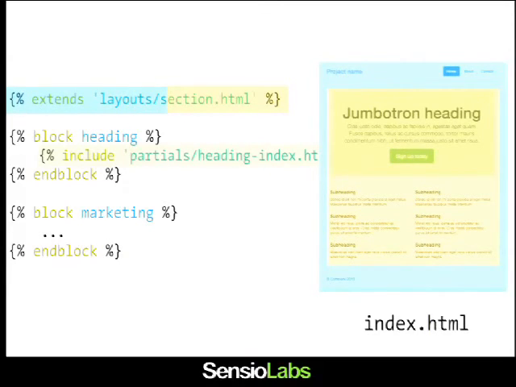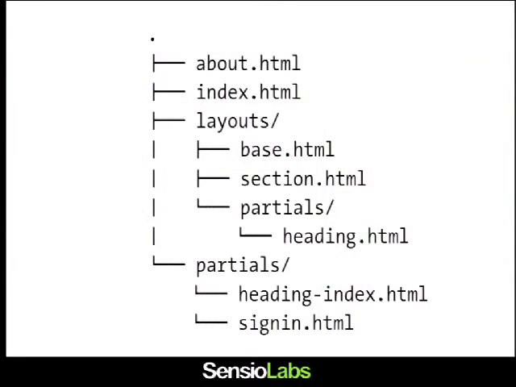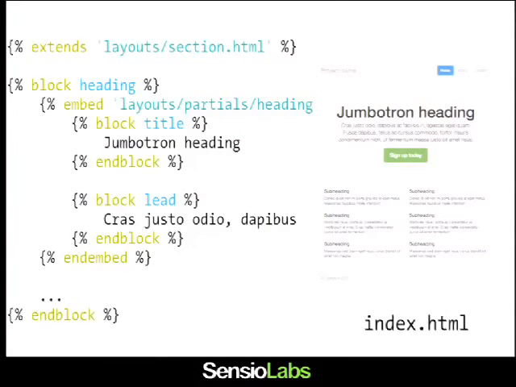So we have too many files, right? What I want to do is, I want to get rid of this heading-index.html because this one does not make any sense outside of the context of the index page. And if you do the same for the about page, it means that you would have a heading-about.html file. So you're going to have a growing number of files. That's not a good idea. So what you can do is you can use the embed tag here. Let me explain.